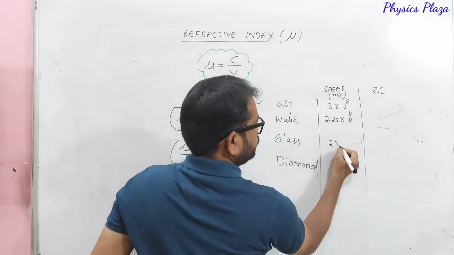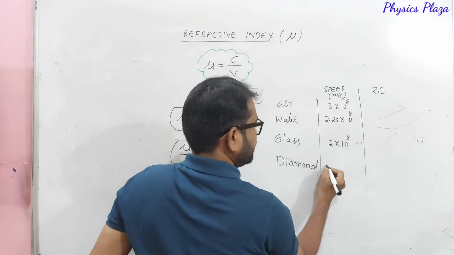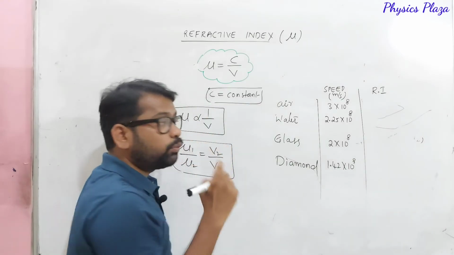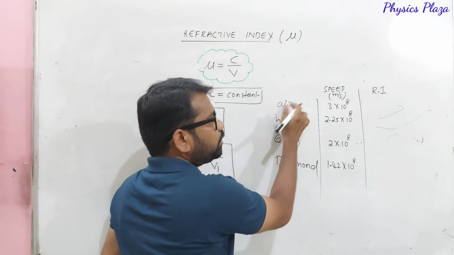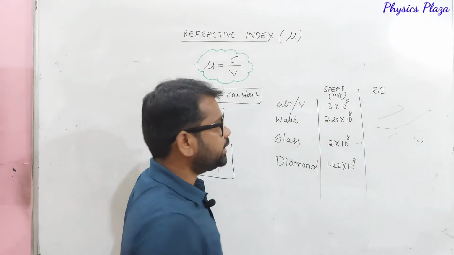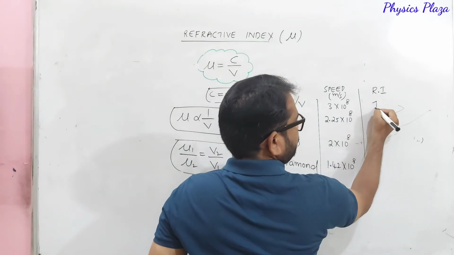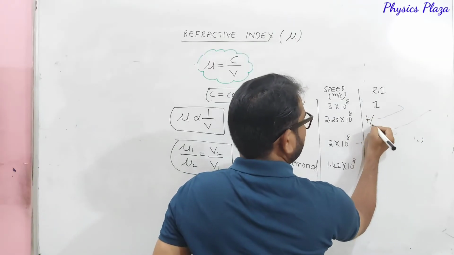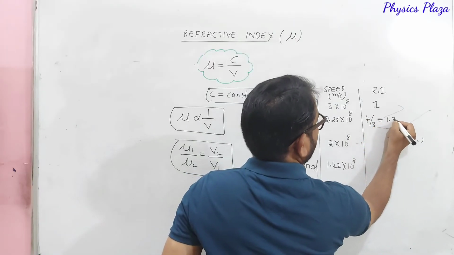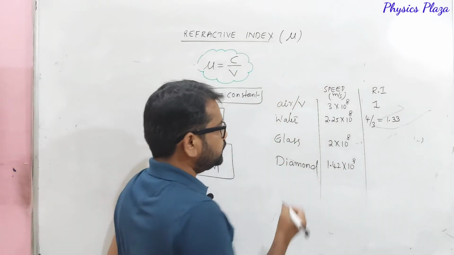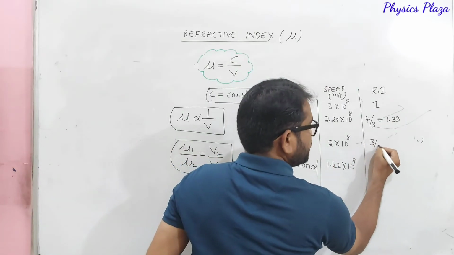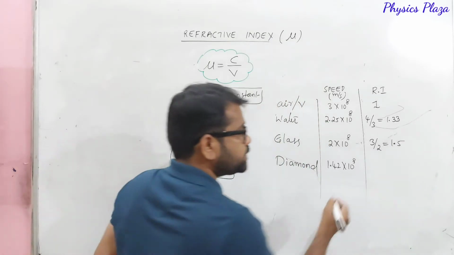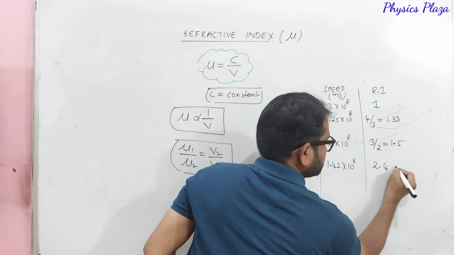In glass it is 2 into 10 power 8. Diamond it is 1.42 into 10 power 8. That's fine. Then what about refractive index? Air or vacuum, children, it is 1. The refractive index of water is 4 by 3, which we can also take as 1.33. The refractive index of glass is 3 by 2, or 1.5. And diamond it is 2.42 approximately.